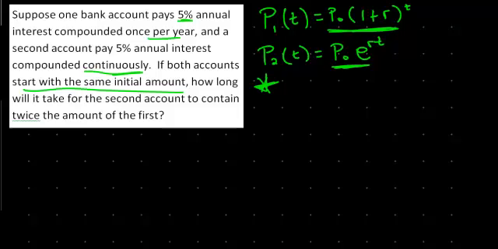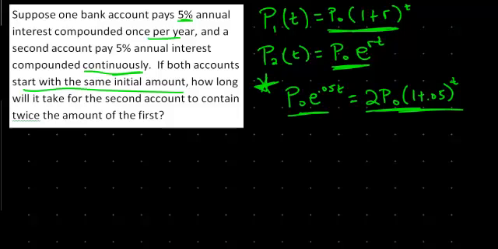That is, how long will it take for P naught E to the 0.05 T, that's the second account, to equal twice the first account, P naught times 1 plus 0.05 raised to the T. Okay, so this statement right here says that this account is going to be twice the first account, so we just multiply it by 2. Alright, so the first thing we do here is we see that we have a common factor of P naught on both sides.